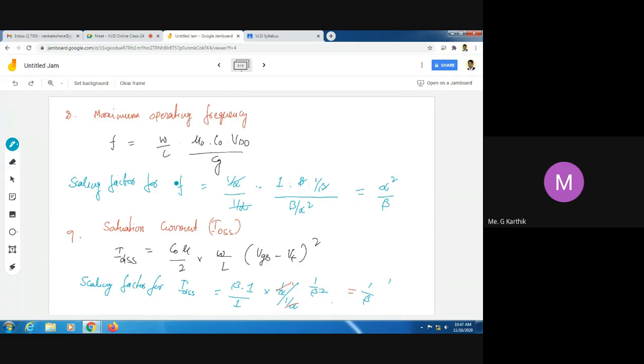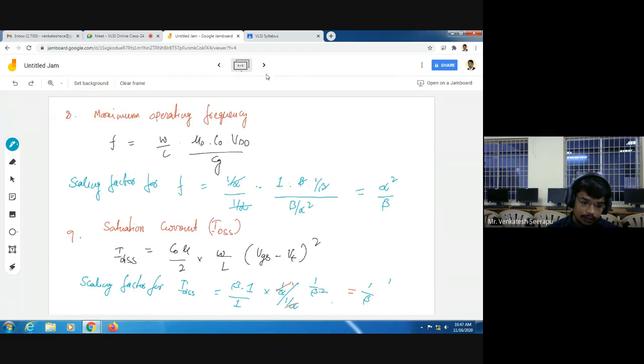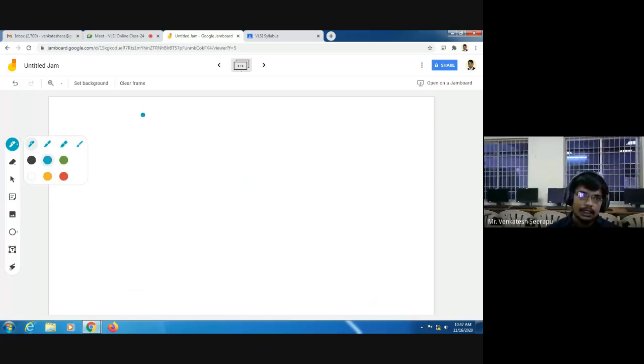Next one is the current density. IDSS has a scaling factor 1 by beta. Next one is the current density. So what is the formula for current density?